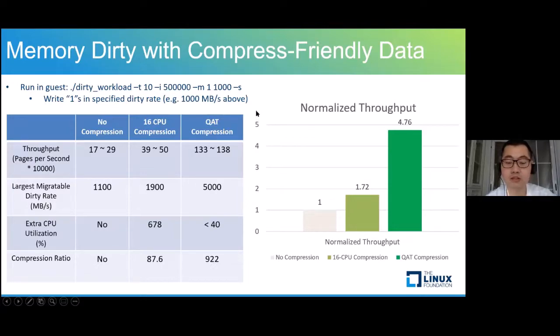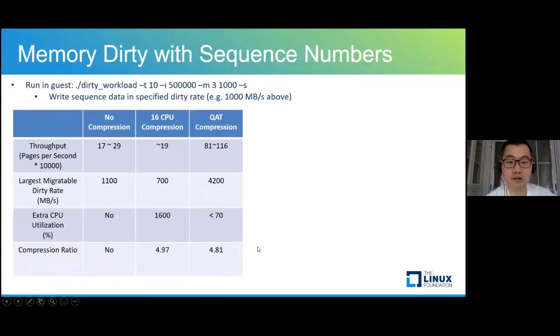So this repeated one can generate only, for example, a single one as the compression payload. So in this case, multiple pages can have a higher compression ratio. If we don't have these repeated numbers, the compression ratio between the QAT and the CPU compression will be similar. We can see from the next slide.